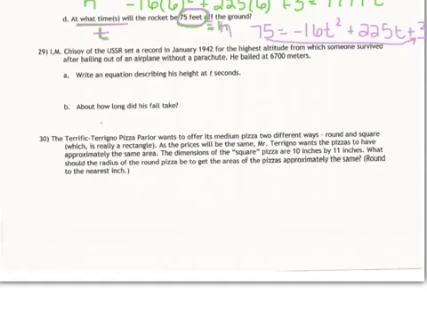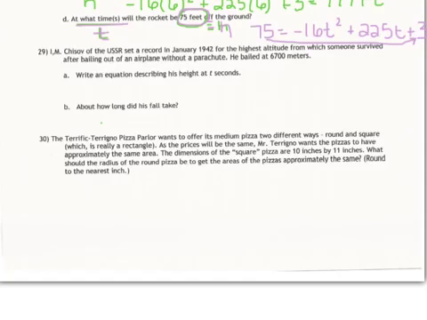Oh, all that stuff's going to be in my way. Okay, clean start here with number 29. I.M. Chisov of the USSR set a record in January 1942 for the highest altitude from which someone survived after bailing out of an airplane without a parachute. He bailed out at 6,700 meters. So write an equation describing his height at t seconds.